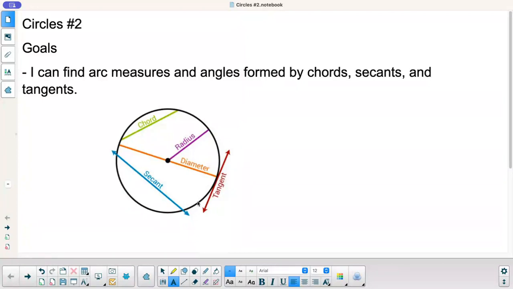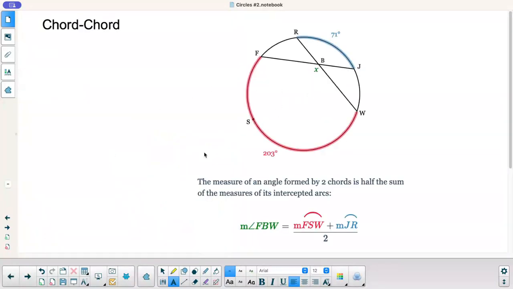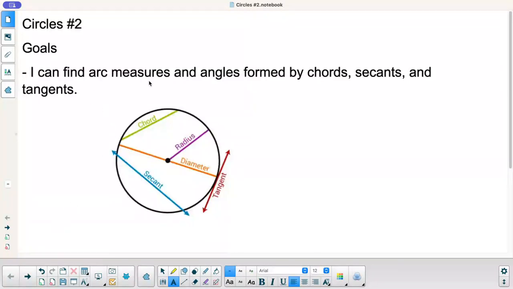And a tangent is always outside the circle. It will touch 1 point on the circle. Okay. All right. So our goal, let me go back here. Our goal was to find arc measures and angles formed by chords, secants, and tangents.